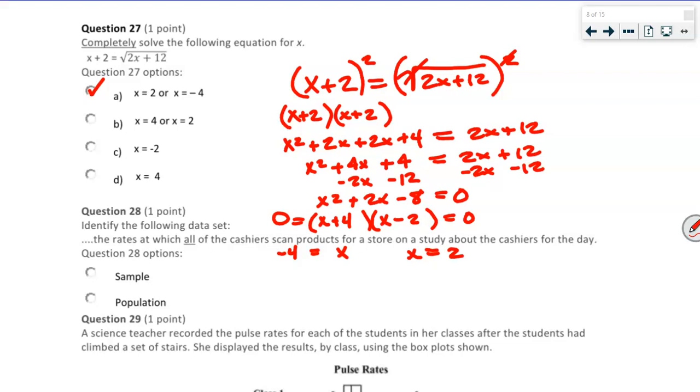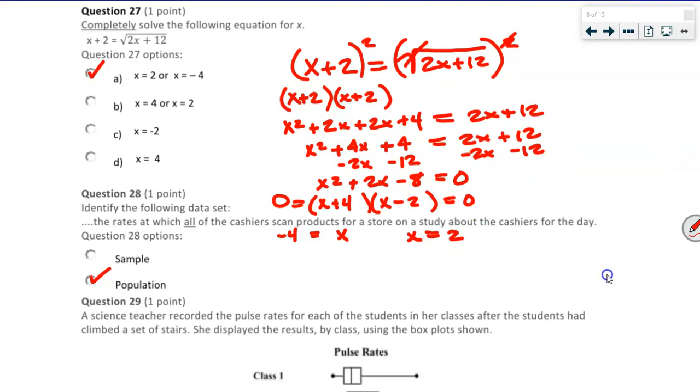So the next one says, identify the following data set: the rates at which all the cashiers scan products for a store on a study about cashiers for the day. So is this a sample or a population? This would be a population because it's everybody, right?